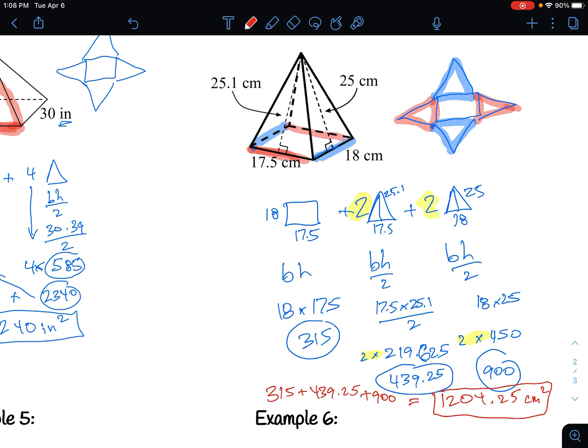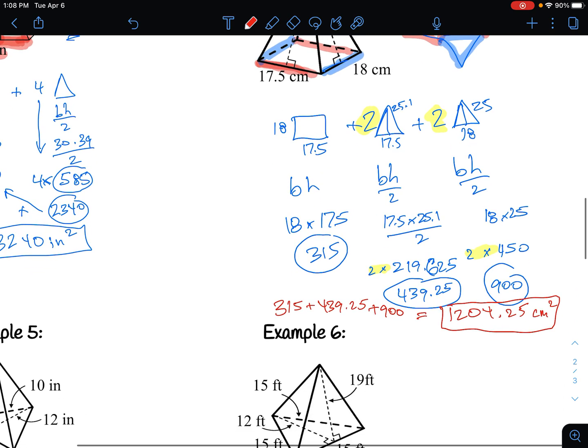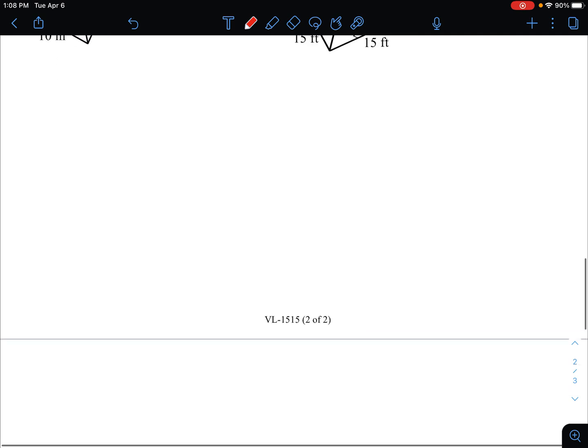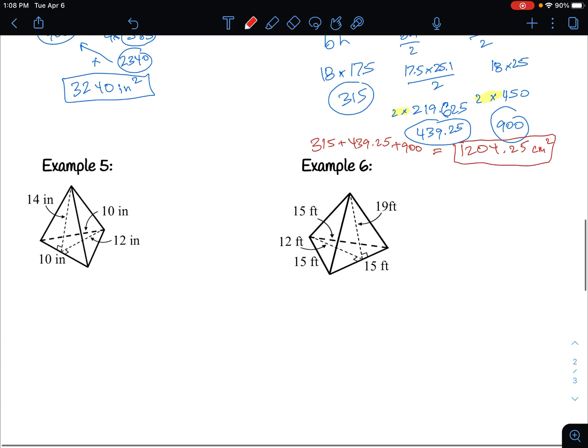Holy moly, that was a lot of work. It's a lot of work. But now you know how to do it. All right, we've got 2 more examples. They're both going to be of triangular pyramids.